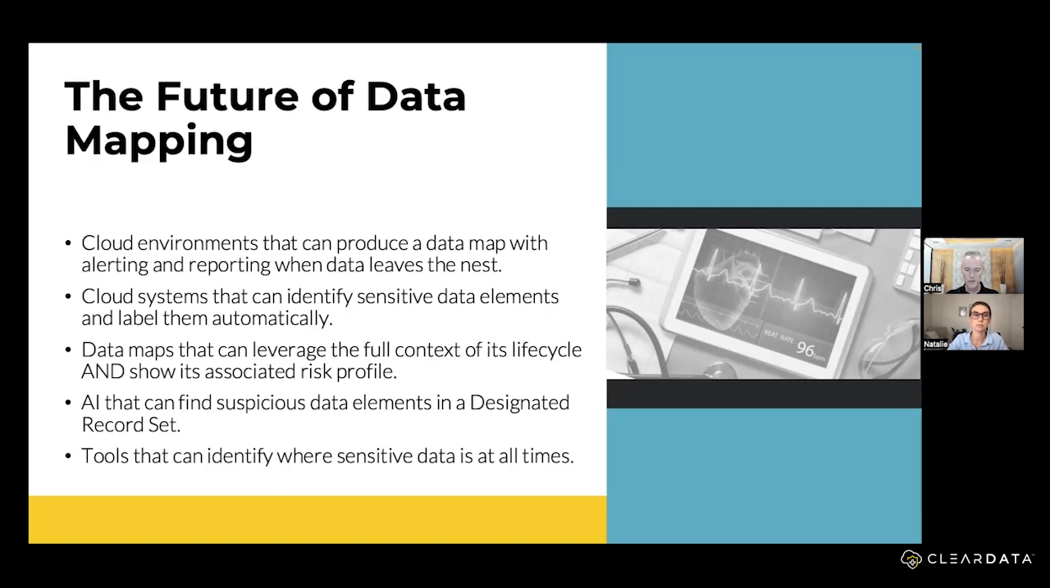And then, of course, I want to see tools that can identify where sensitive data is at any time, and have all that alerting, have all that reporting, etc. So that's my wish list, if you will, from a data mapping perspective. And some people might say I need to get out more often, but this is a very exciting thing for me. No, it seems like there's a lot of opportunity for this area.